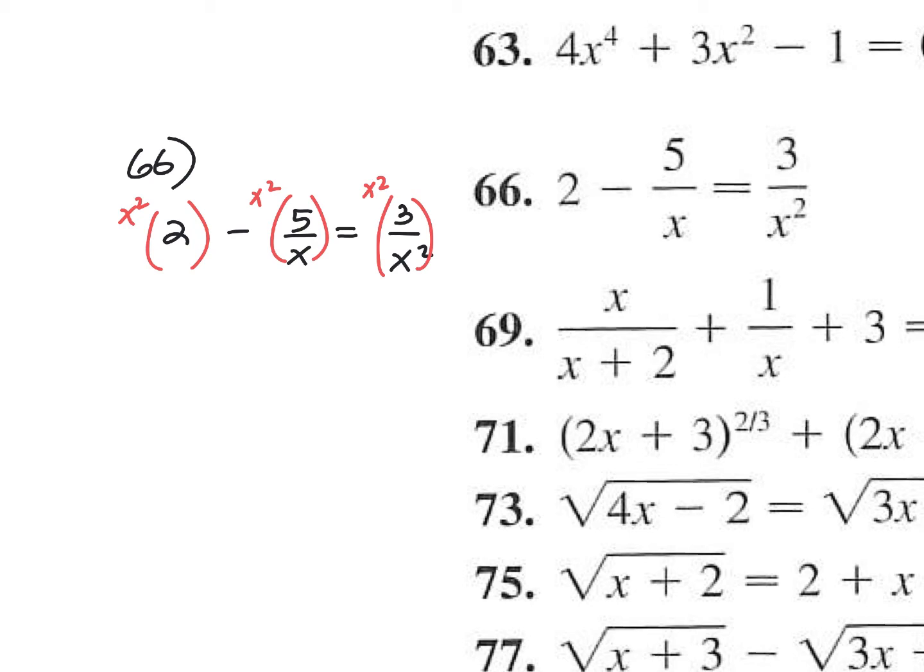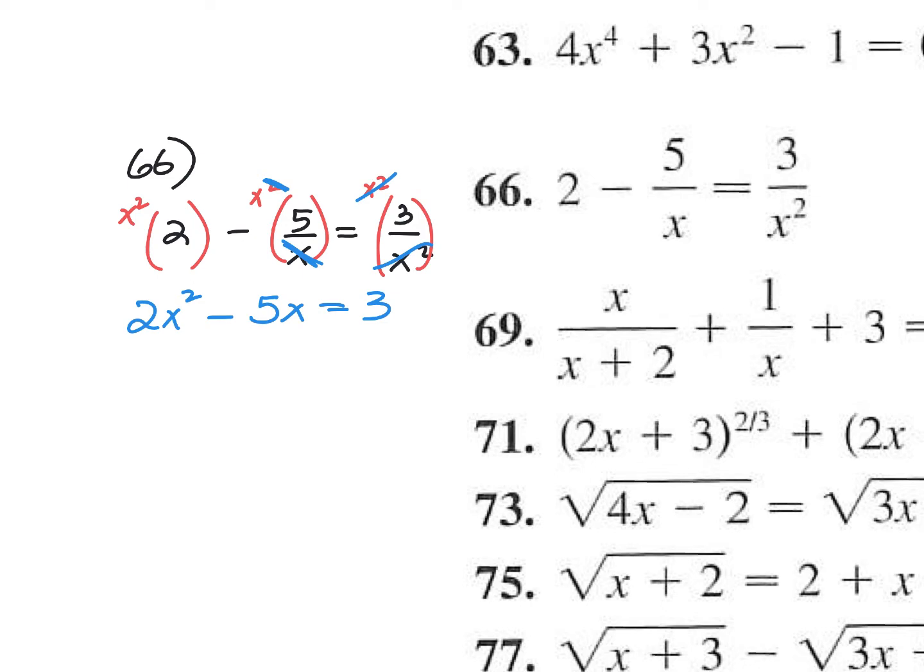So for this one, nothing cancels, so I'm left with 2x squared. In the second term, an x will cancel, so I take away one of that. So then I'm left with 5x. And then here the x squared cancels, and I'm left with 3.